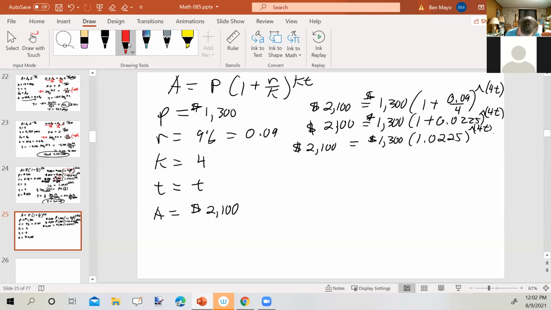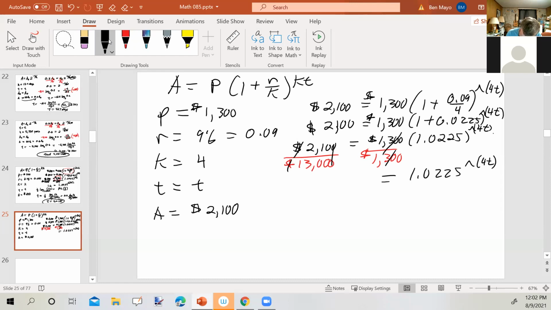Okay. But again, I've got to divide both sides by $1,300. So on the right side, we get 1.0225 raised to the 4t power. On the left side, the dollar signs go, a couple of zeros go. Oh, I've got too many zeros on that one. Sorry about that, hang on. That should have been $1,300. Okay, so those go, and that goes, 21 divided by 13. I'm just going to leave that as 21 divided by 13 because it doesn't come out nice. Let's see, what does it come out to? 1.615386 anyway, for whatever.